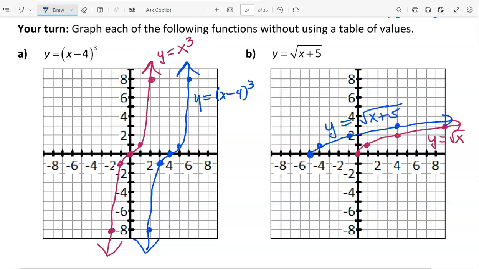Here is the graph of y equals the square root of x plus 5. It's just a translation left 5 of the graph of y equals the square root of x, which is the parent function shown in red.